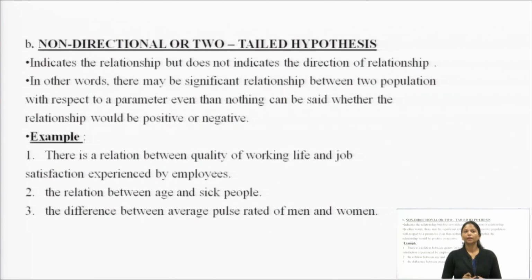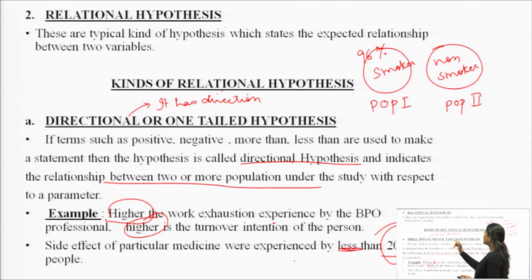In other words, there may be a significant relationship between the two populations with respect to a parameter. Even then, nothing can be said whether the relationship would be positive or negative, more or less, we do not know. So, when this kind of relationship is established between the two populations, it is called a non-directional or two-tailed test.